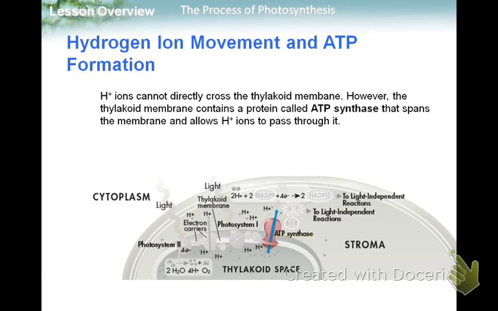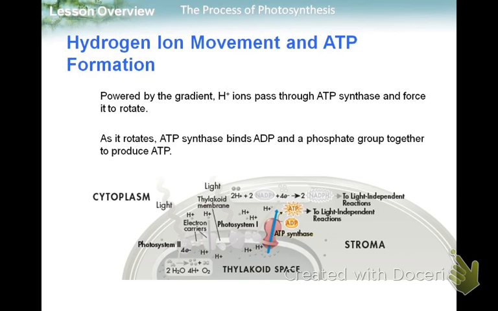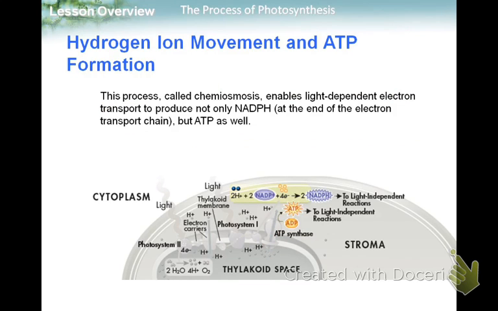The enzyme that makes ATP is called ATP synthase. This is what is used to let the hydrogen ions pass through the thylakoid membrane, and that movement makes ATP. The hydrogen ions pass through the enzyme and force it to rotate, and as it rotates like a turbine, ATP synthase binds ADP and a phosphate group together to make ATP. This process is called chemiosmosis.